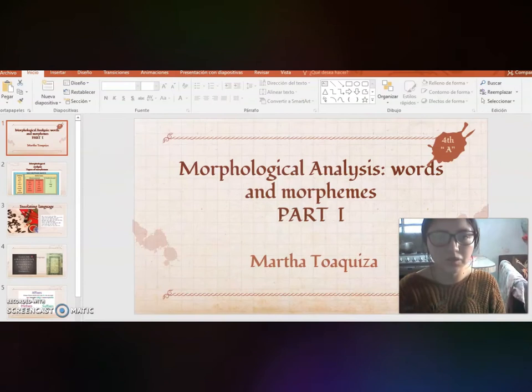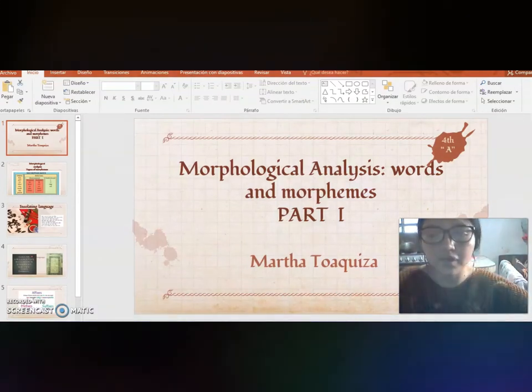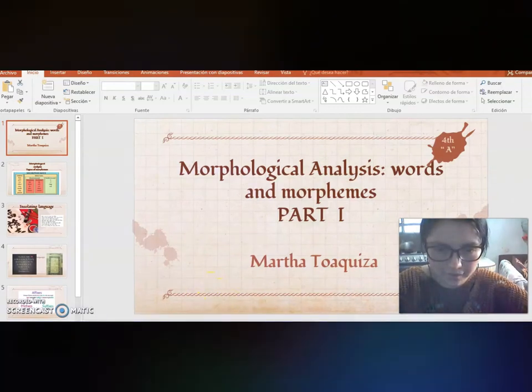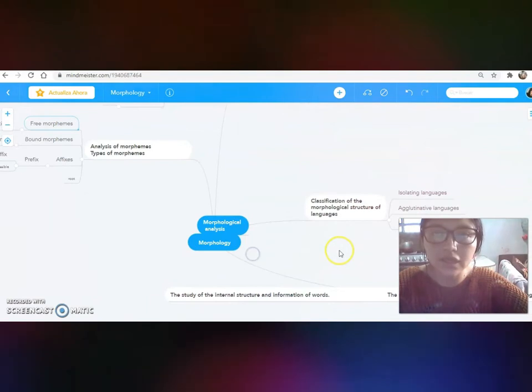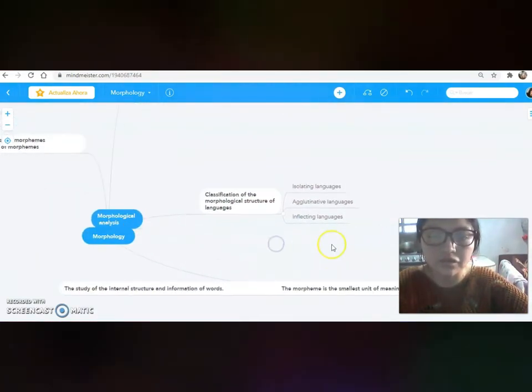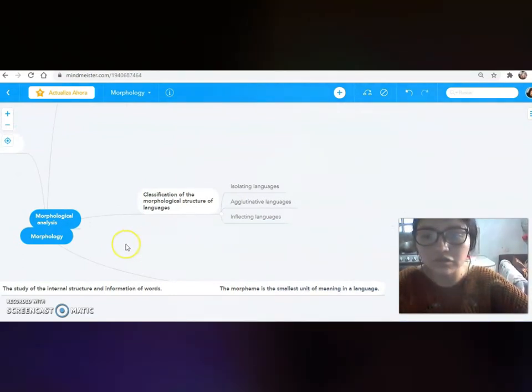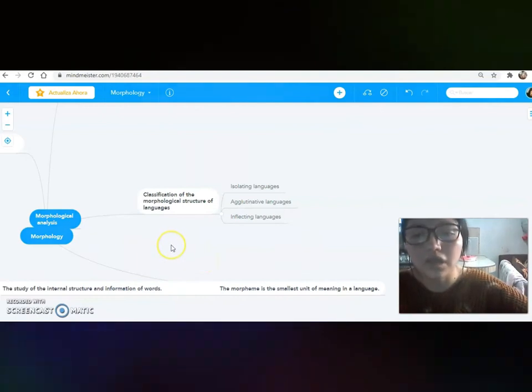Good morning, teacher. Today I'm going to talk about morphological analysis, words and morphemes, part number 1. My name is Marta Fabiola Tortiza Vega. So first, what is morphology? Morphology in linguistics is the science that studies the internal structure and formation of words. For that reason, morphology studies the morpheme. What is a morpheme? A morpheme is the minimal unit of meaning in a language.